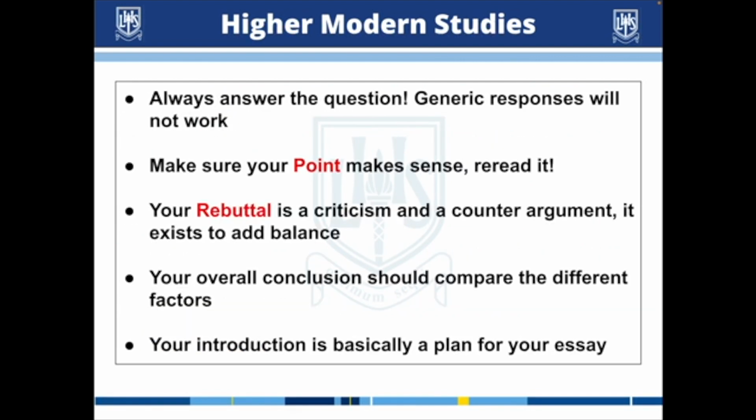I'm just going to leave for your essays some key points, okay? Don't use generic responses. Read your point to make sure it makes sense. Your rebuttals are criticism. Your overall conclusion should compare your factors. It should compare financial cost to the other impacts of crime, such as the damage to property, the damage to an area, such as the stigma the areas might get. And then finally, your introduction is a plan. Use it as such. All of these will help you prepare for not just your FAB, but your exams in May.